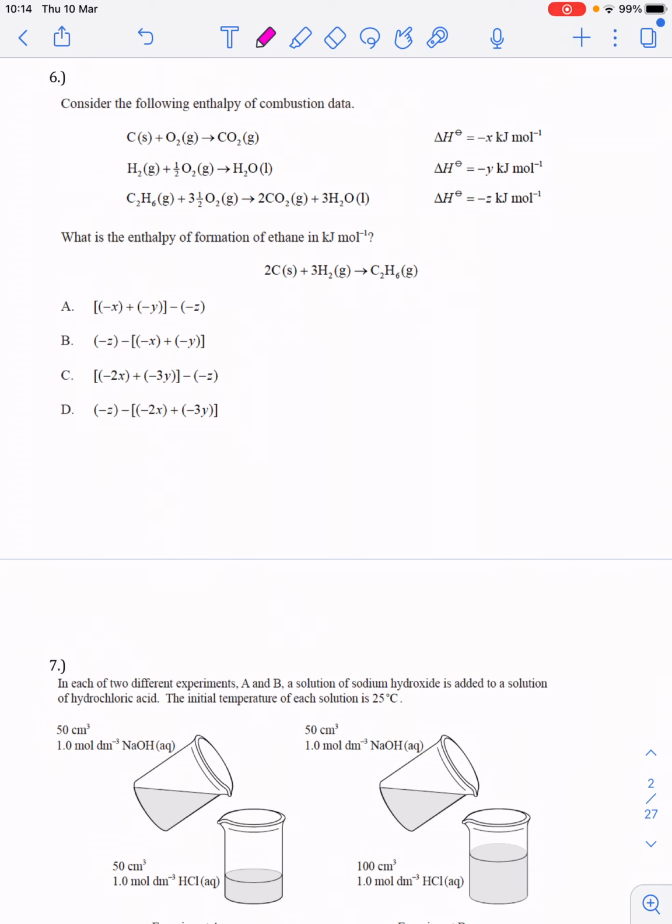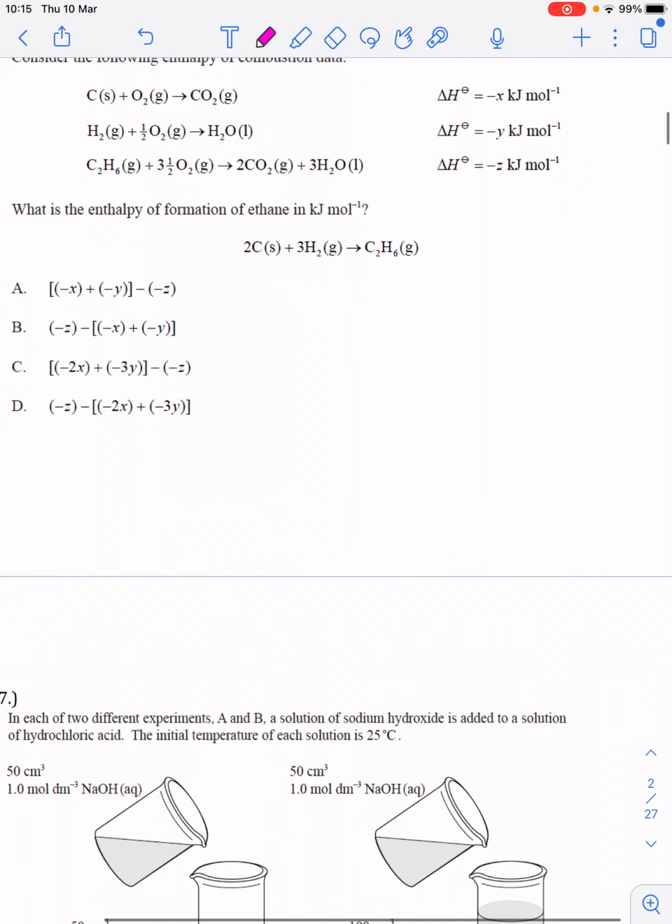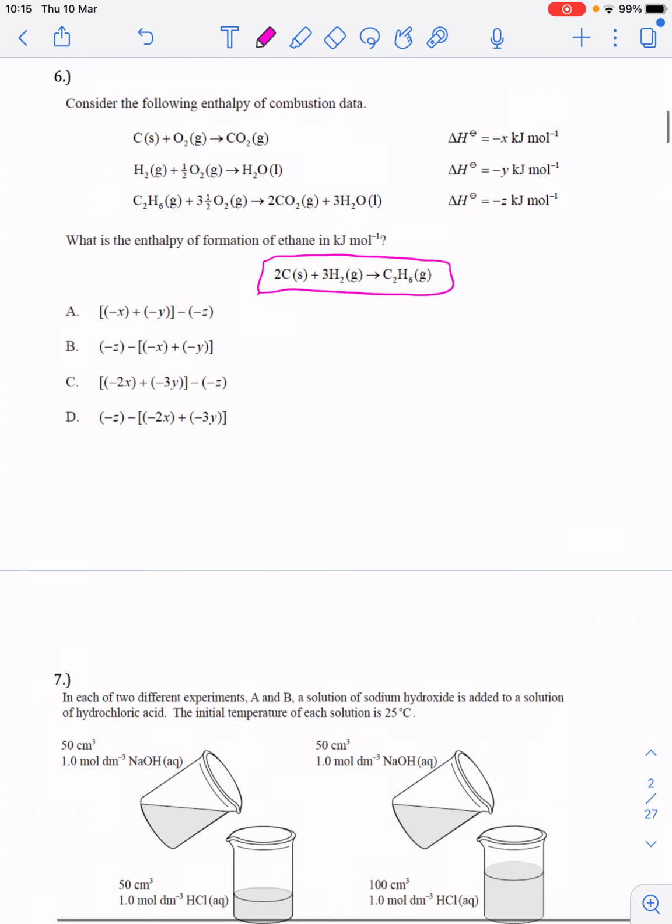Question 6, consider the following enthalpy of combustion data. What is the enthalpy of formation of ethane? Now they've given us this equation. So we haven't done enthalpy of formation yet. However, given this equation, we can use the other equations to solve for it. We practiced that in class. So remember, you're looking at these 3, the carbon, the hydrogen, and the ethane, the C2H6. We need to get them in the right position and with the right coefficient in the equations up above.